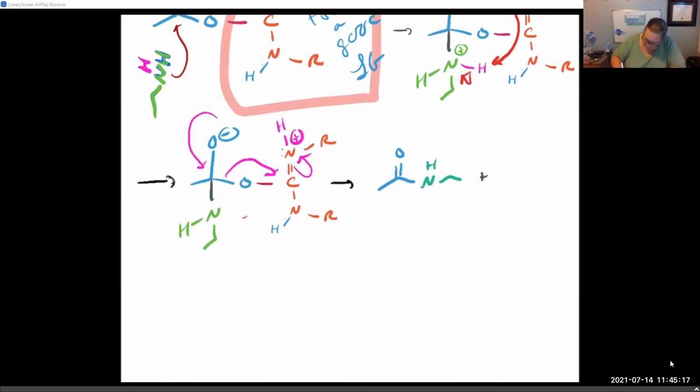And again, you can kind of go back and look at these. I don't want to draw these all in different colors because frankly, I'm ready to call it a day. So remember, these R groups are cyclohexane rings.